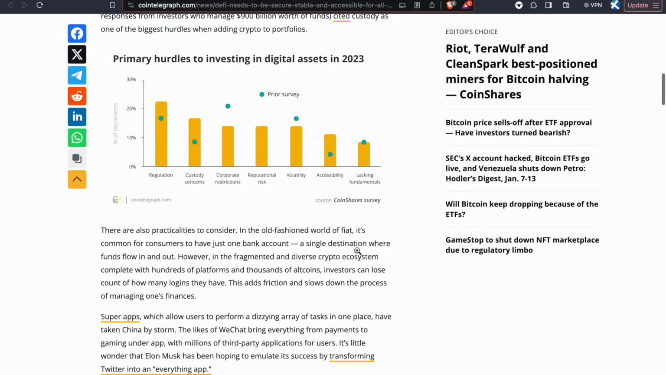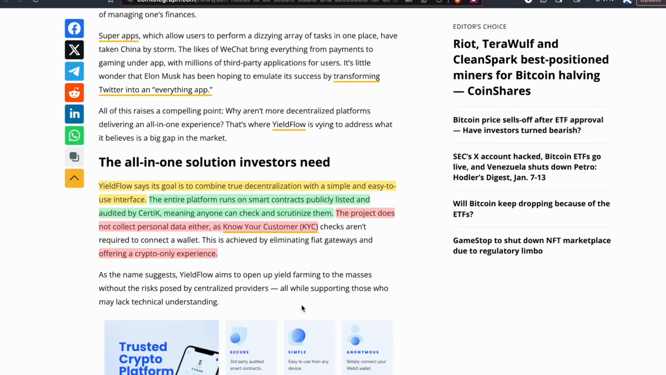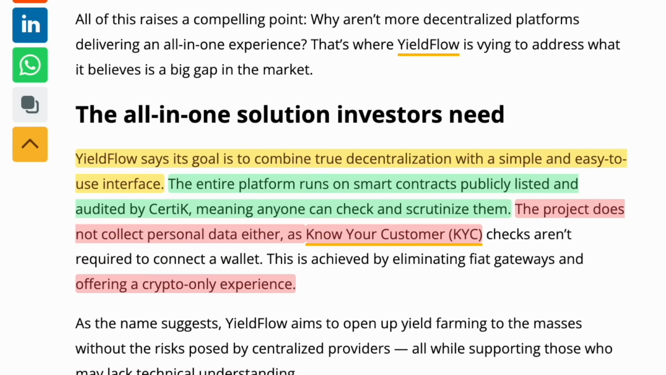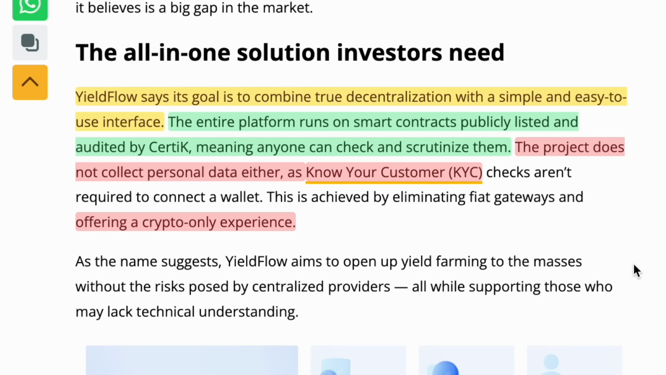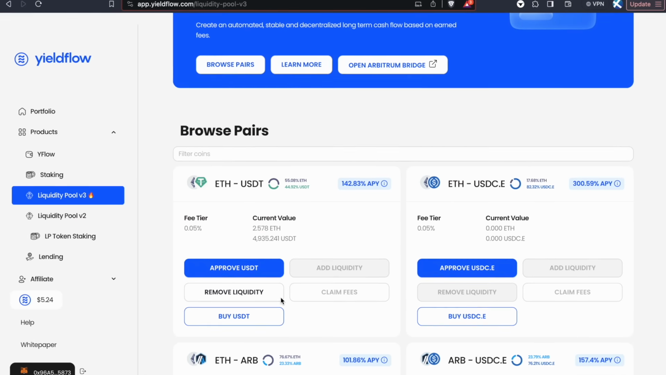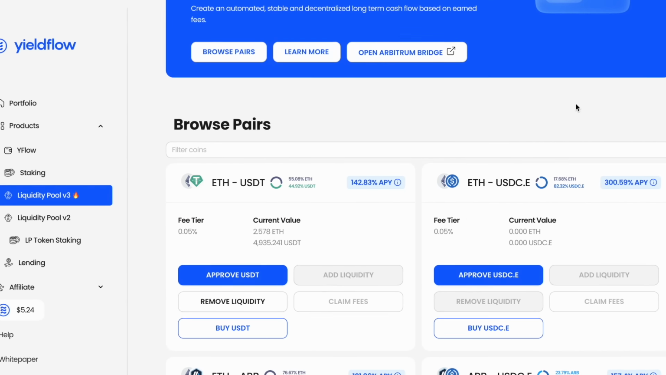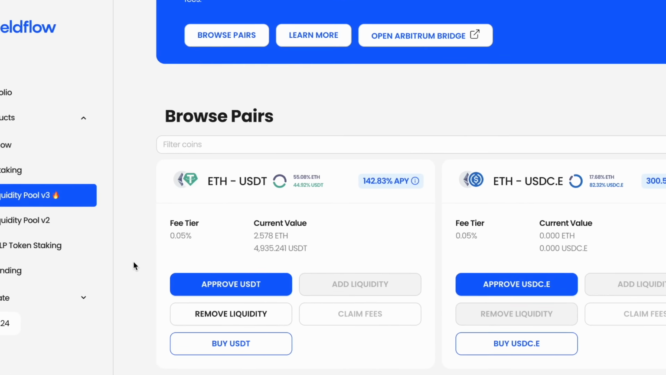And in general, as written up on Cointelegraph, the all-in-one solution investors need, YieldFlow says its goal is to combine true decentralization with a simple and easy-to-use interface. The entire platform runs on smart contracts publicly listed and audited by Certik, meaning anybody can check and scrutinize them. The project also does not collect personal data either, so there's no KYC, as they offer a crypto-only experience, meaning you can't wire in money from your bank account, but you can only use stablecoins or crypto.